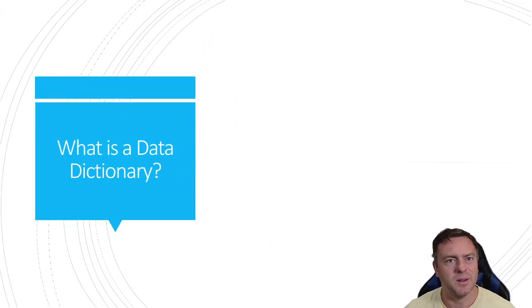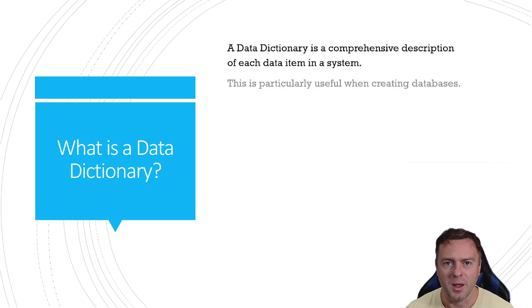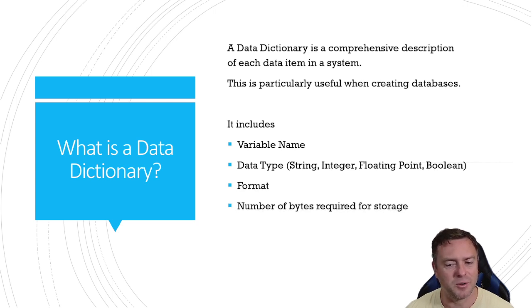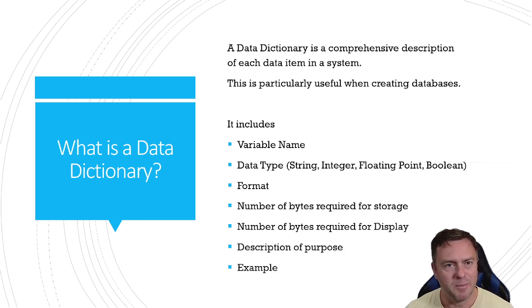So first, a bit of a definition. What is a data dictionary? Well, a data dictionary is a comprehensive description of each data item inside of a system. This is particularly useful when we're dealing with databases. So it includes the variable name, so the variable that you write or the identifier, the data type, so is it a string, integer, floating point, or a boolean, the format that you're going to use, the number of bytes that are required for storage, the number of bytes that are required for display, the description of the purpose, and then an example, and then a little bit of validation at the end.